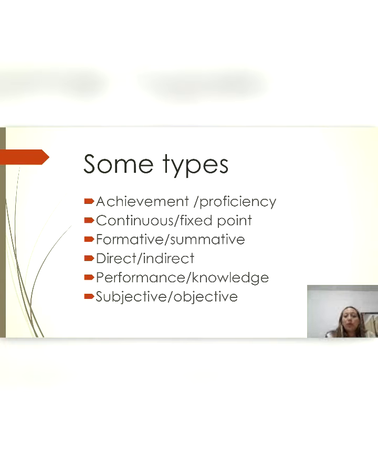The second group is the continuous or fixed point assessment. Continuous means the assessment is done during the whole course, period, term, or semester. For example, you can assess some tasks, some activities, some small performances during the whole course. In a fixed point assessment, the assessment instrument is applied at a specific time during the course.